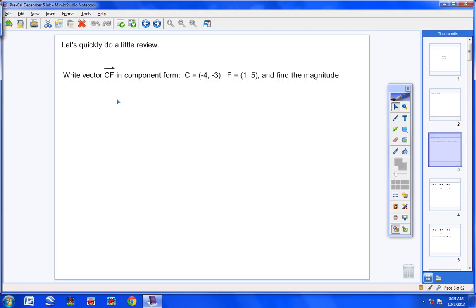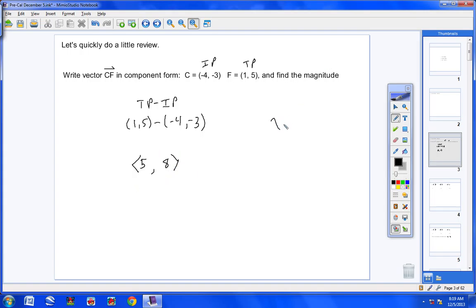Okay, if I ask you to write vector CF in component form and then find the magnitude, C is first, so this is your initial point. F is second, this is your terminal point. Do you remember what to do? You take your terminal point minus your initial point, so it would be 1, 5, which is your terminal point, minus your initial point. Remember, I'm not teaching, I'm reviewing, so I'm going fast. 1 minus a negative 4 would be 5. 5 minus a negative 3 would be 8. And then we put arrows like this, and that denotes that this is a vector in component form.